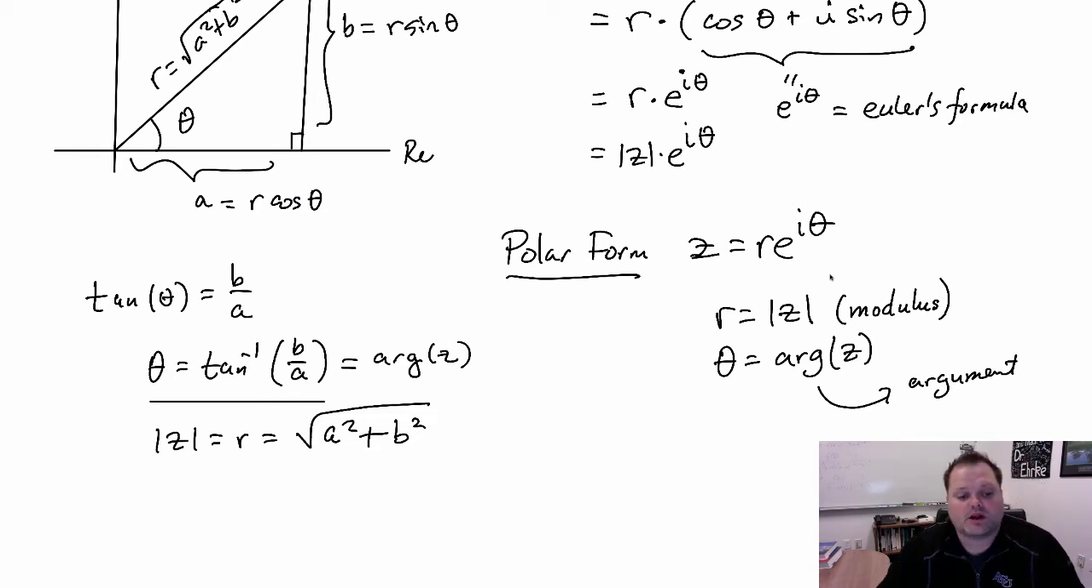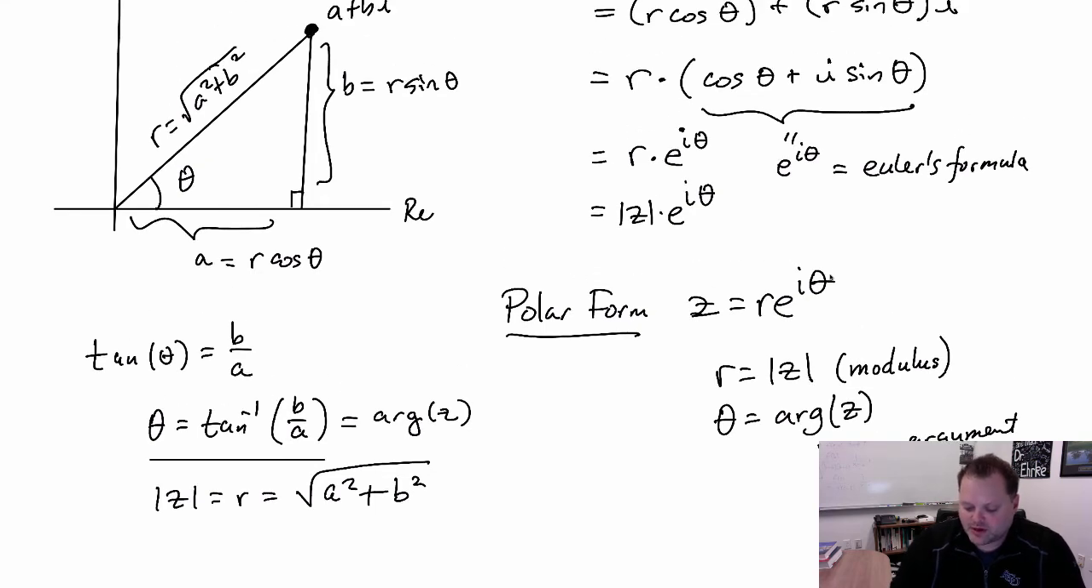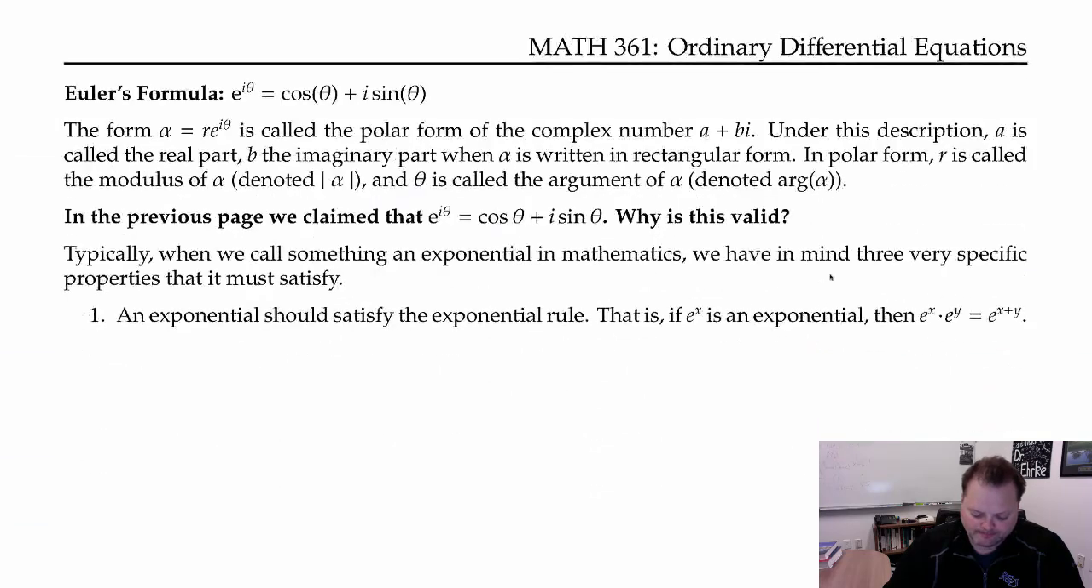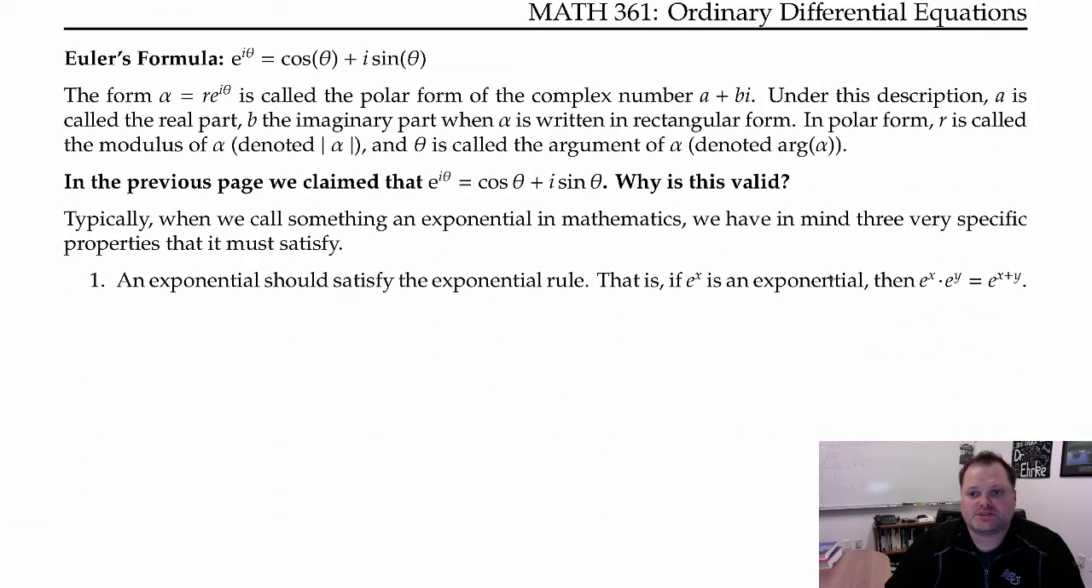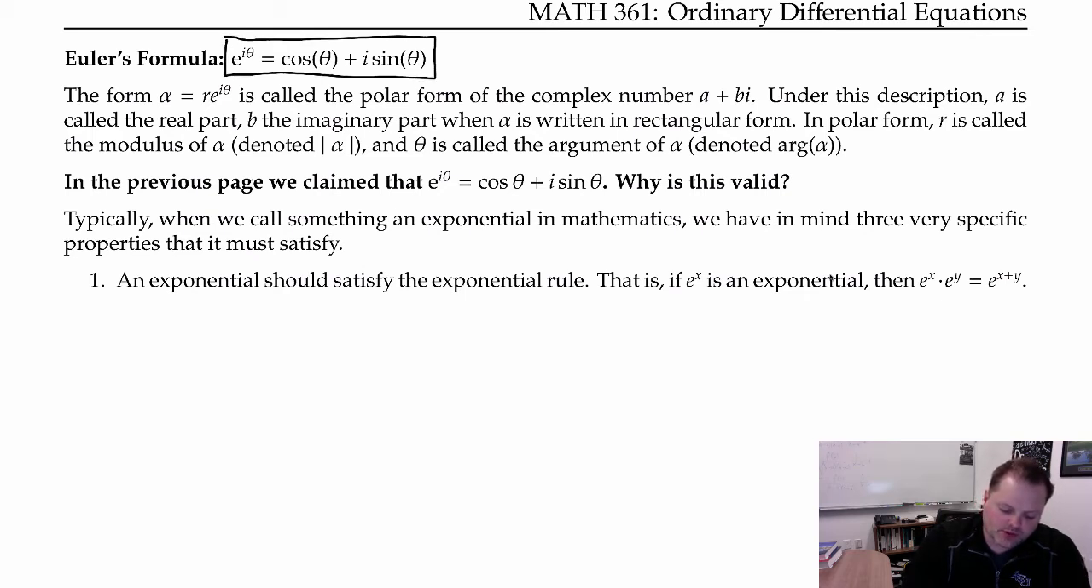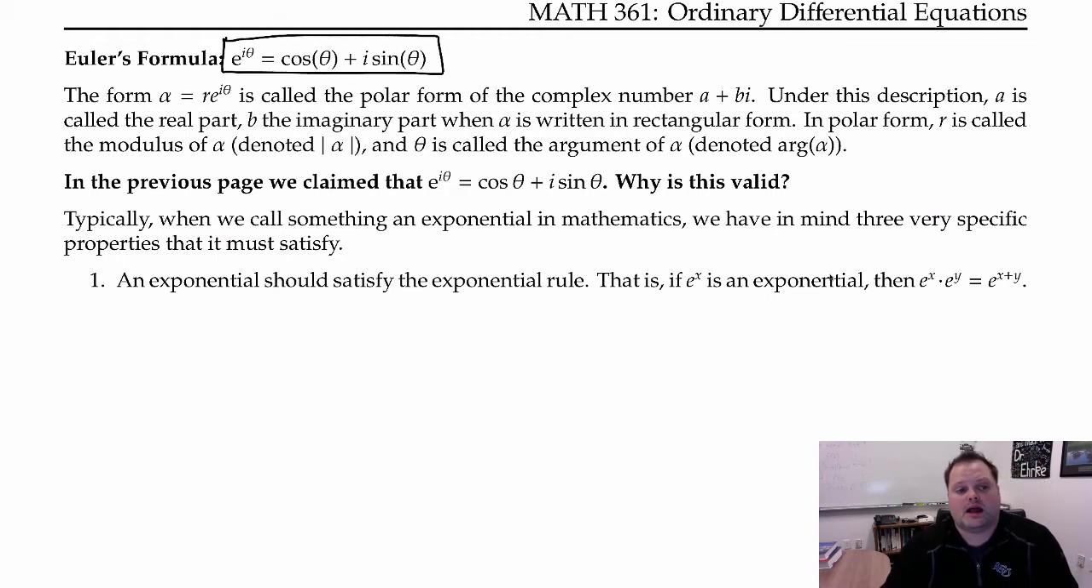So given any number in rectangular form, we can transform it into polar form. But I feel like I need to do some convincing here, so I'm going to convince you that Euler's formula is in fact true. So just to state it again, Euler's formula is this formula here. One of the most important things you learn in this course is how to use this formula and manipulate it. We're going to be doing a lot of that over the next couple of weeks.